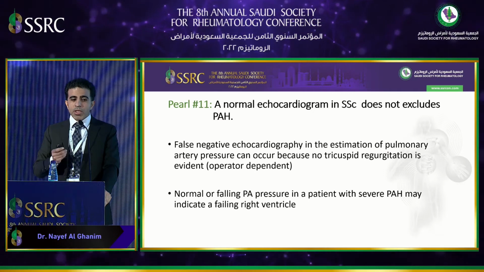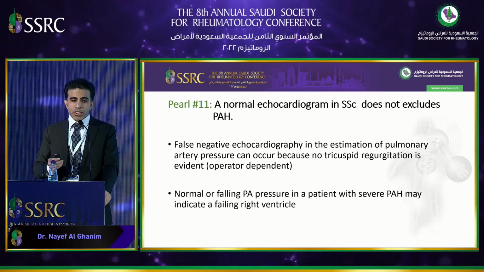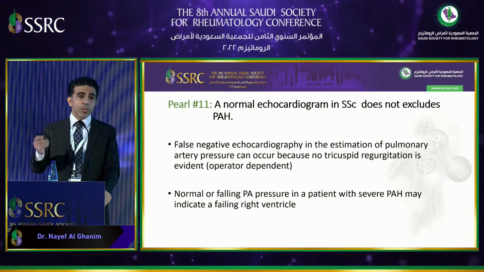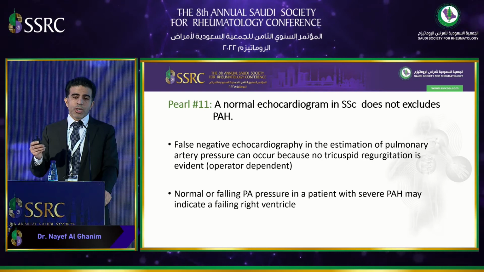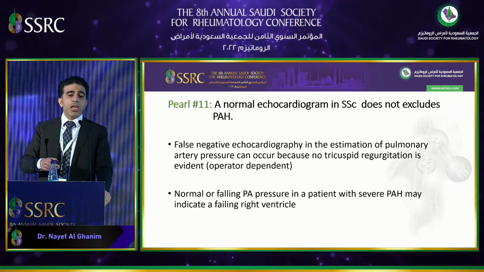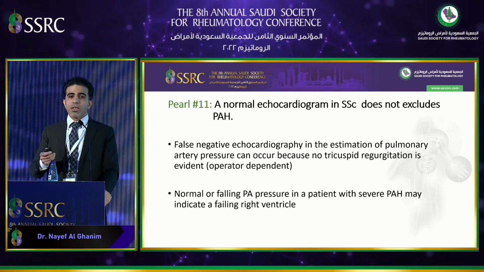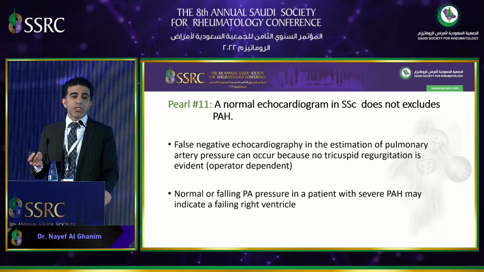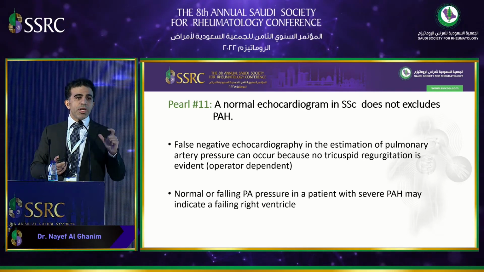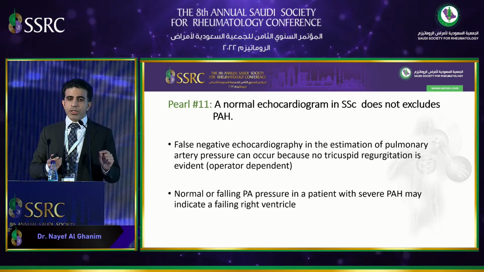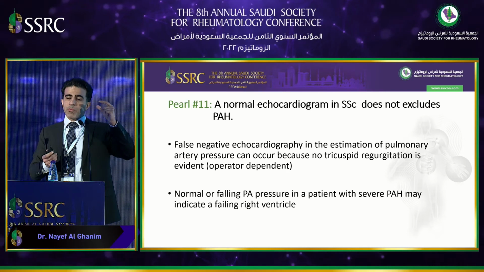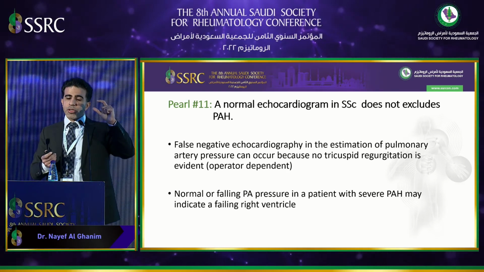Scleroderma: a normal echocardiogram in systemic sclerosis does not exclude pulmonary arterial hypertension. We usually get false positive echocardiograms. The cardiologist said that this patient has pulmonary arterial hypertension, and when we send the patient for right heart cath, it turns out that they don't have it. But we also can get a false negative echocardiogram. And remember that the echocardiogram is operator dependent, and when they measure the pulmonary arterial pressure, they actually look at the tricuspid regurgitation.